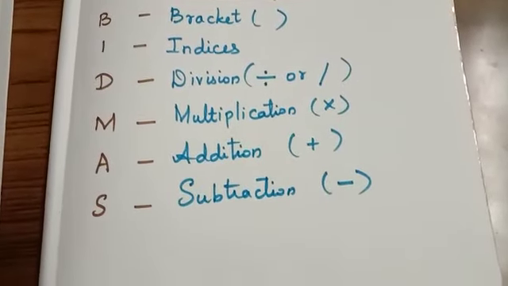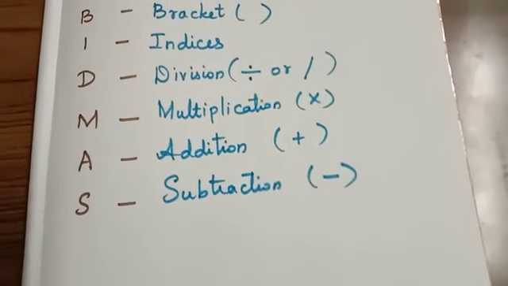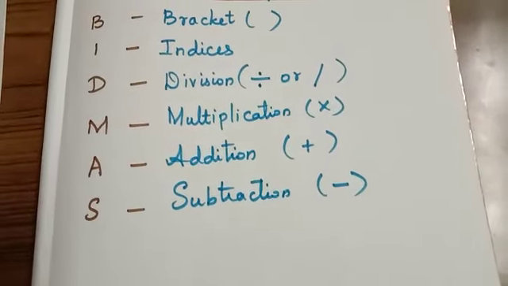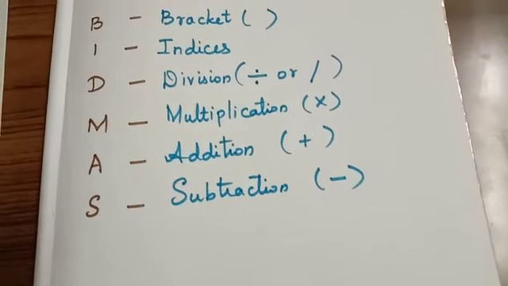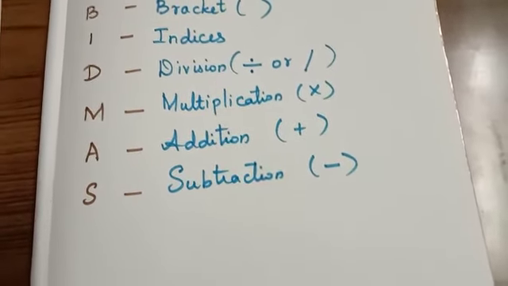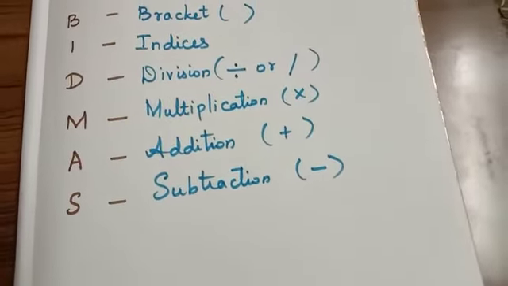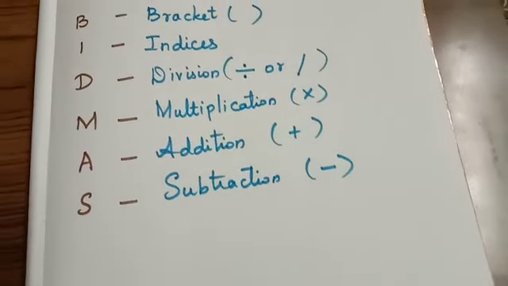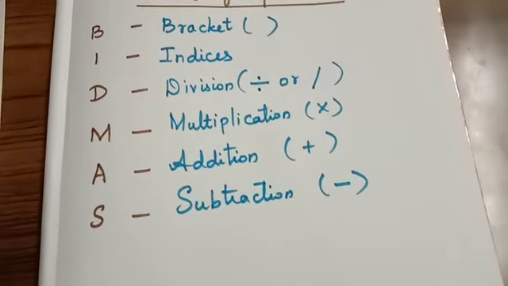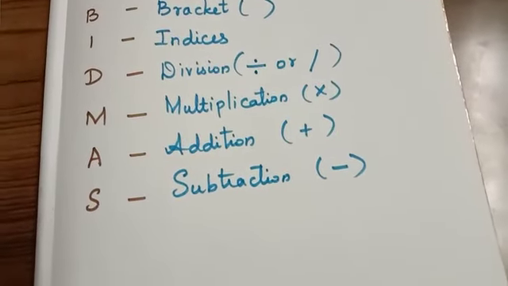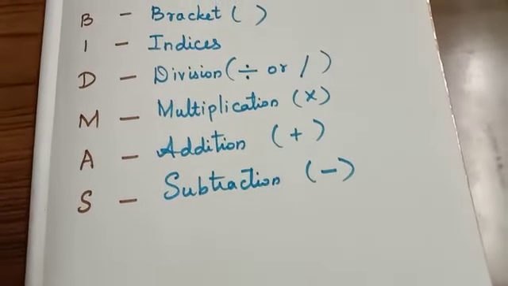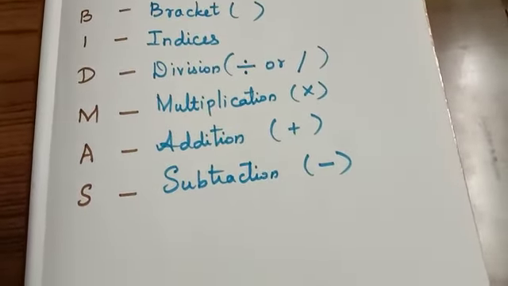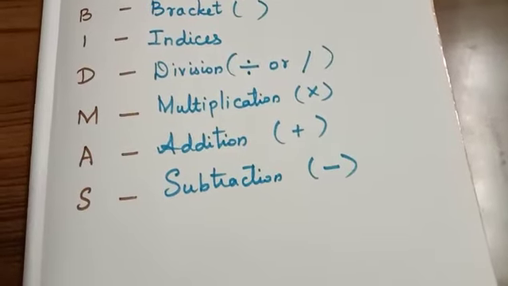So if a question is given, first you have to check for the bracket value. And the next one, you have to go order-wise. That is, next you have to go with division. If there is no division, go for the multiplication. After that, go for the addition, and then finally move on to the subtraction. So this is how you solve the problem when all four fundamental operations are involved.